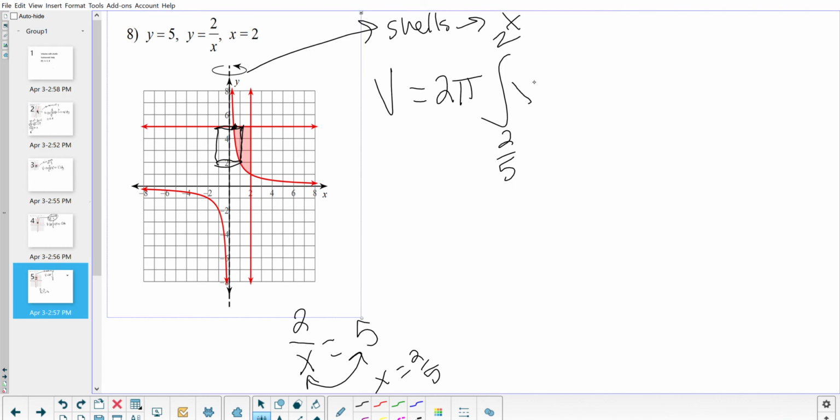Okay, radius is x, 2 pi, r, h. The height in this case is top minus bottom in terms of x. So top is 5 minus bottom is 2 over x, and then times the thickness, dx. And you plug that into your calculator.